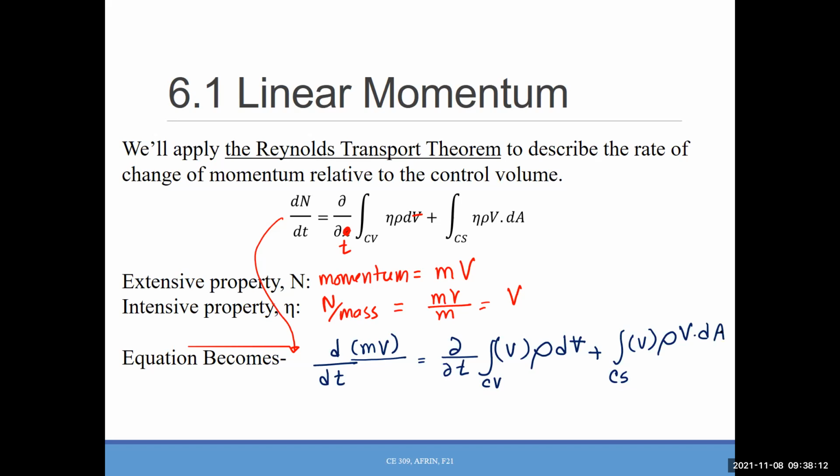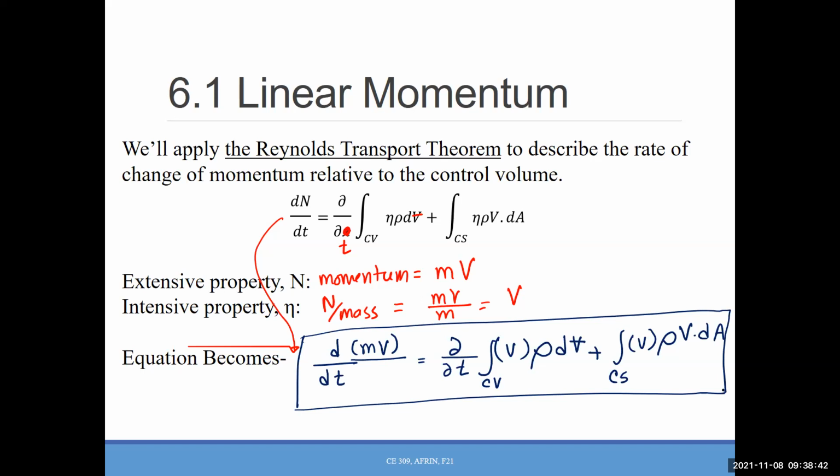Now for this control surface, are you seeing there are two V's here? You may ask, ma'am, can we square the velocity? No, we can't, because each one expresses something different. So we will always keep them separate, and we will name them separately. So this is the equation for the linear momentum.